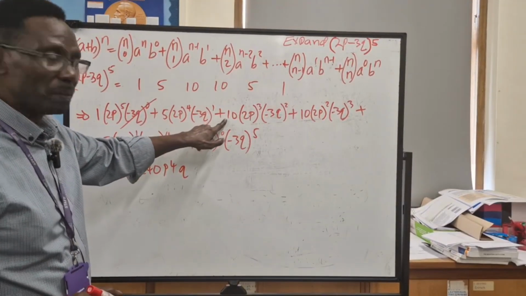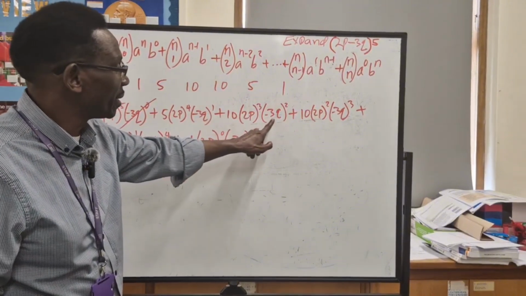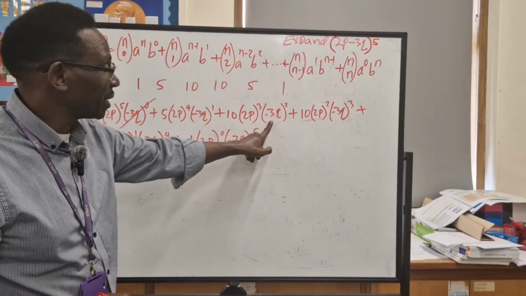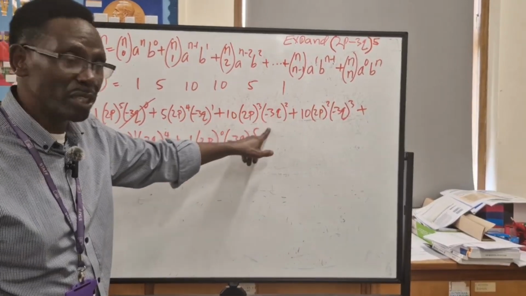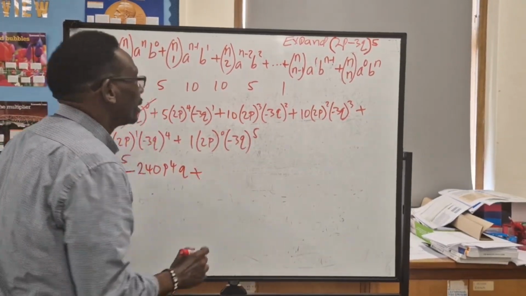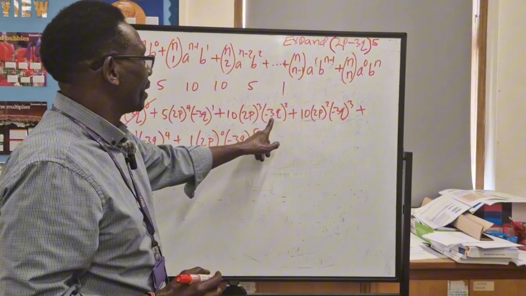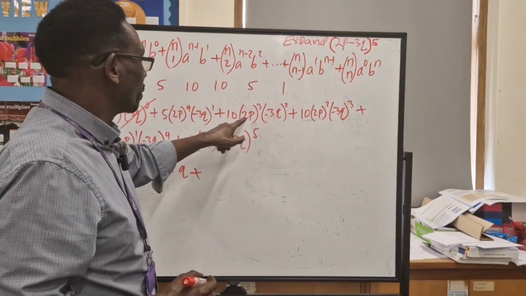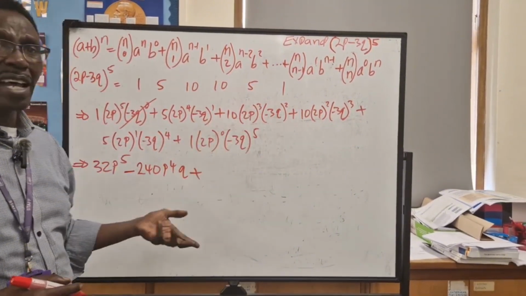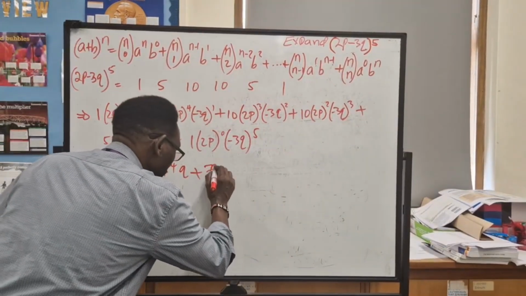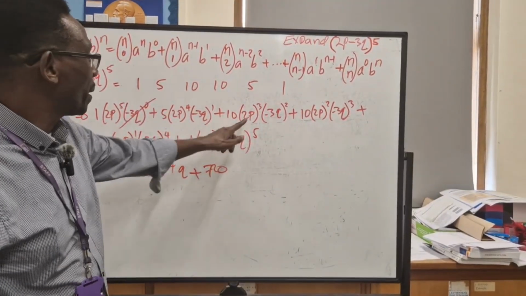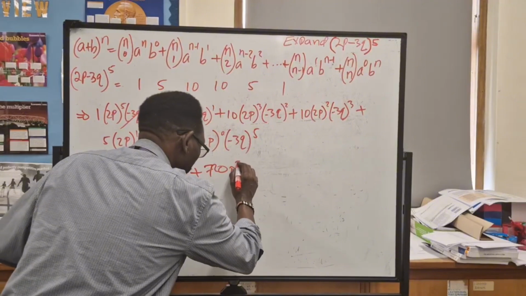So you've got the next one here. This one has a negative 3q raised to an even number, which means the final sign will be positive. We've got 3 squared, that's 9. 2 to the power 3 is 8, so 8 times 9 is 72, multiplied by 10, that's 720. So 720 p to the power 3, and q to the power 2.